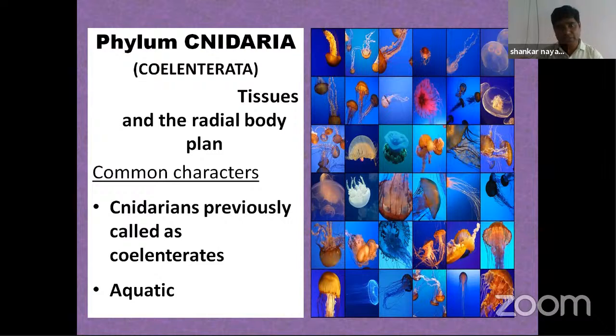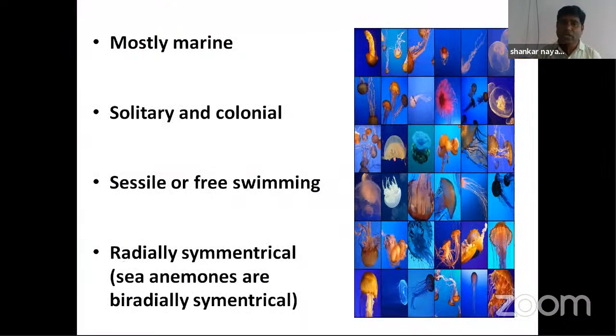But what is the specialty of these animals? In these animals, tissues form. These animals are the first tissue-formed animals. Tissue started from these animals. This is the significance of these animals. And in these animals, usually we can find a radial body plan, radial symmetry. Let us see the common characters of these animals. Cnidarians were previously called coelenterates. As I told, previously these were called coelenterates, and these are aquatic. Exclusively we can find them only in water. We cannot find them on land. And mostly marine. Most of the animals live in marine water only.